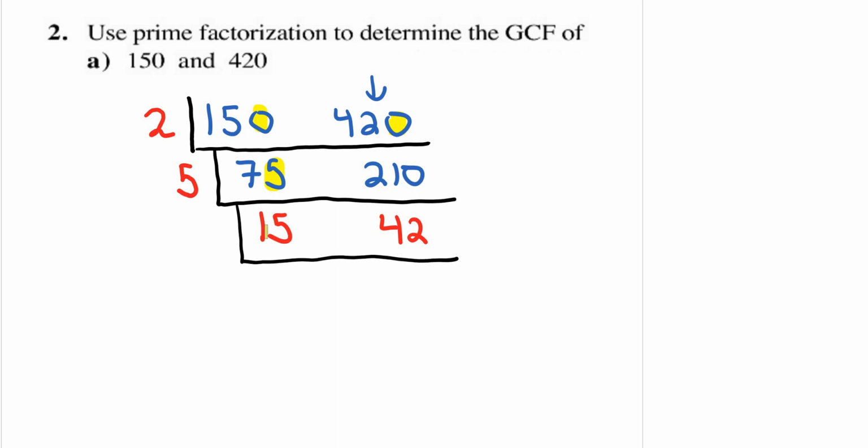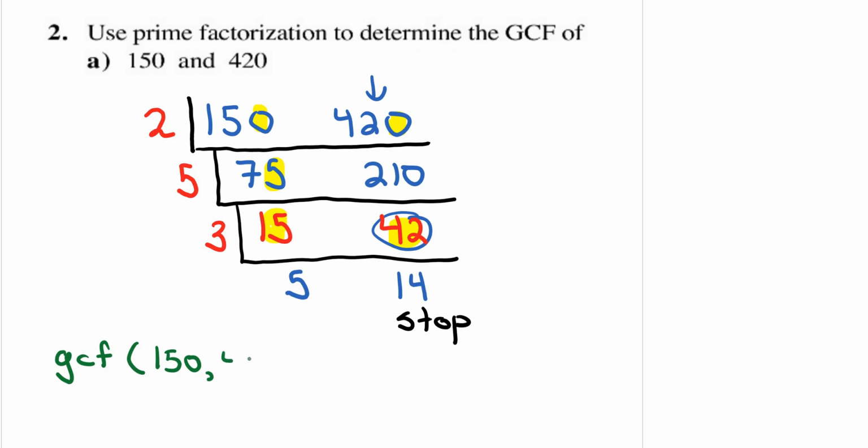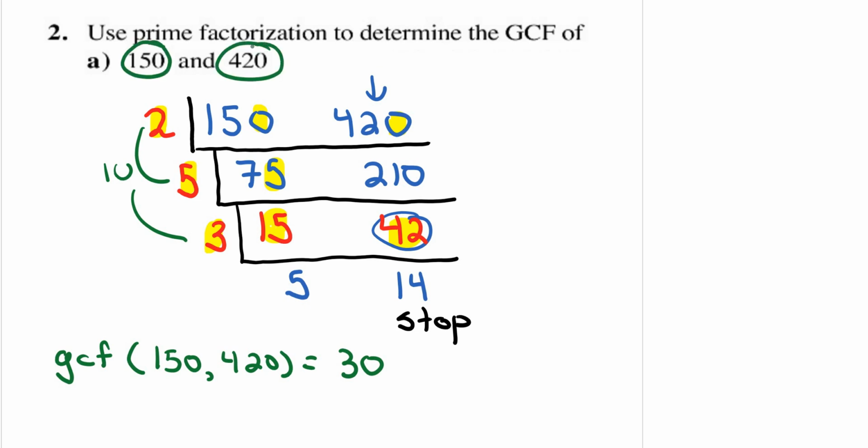And now we've got to think of a number that divides both 15 and 42. So I'm thinking of the number 3. So 15 divided by 3 is going to be 5, and 42 divided by 3 is going to be 14. And this is where I can stop because I can't think of a number that divides both 15 and 14. So our GCF of 150 and 420 is basically going to be these numbers multiplied, 2 times 5 times 3. 2 times 5 is 10, and 10 times 3 is going to be 30. So 30 is the GCF there. Okay, so what that means is 30 is the biggest number that divides both 150 and 420.